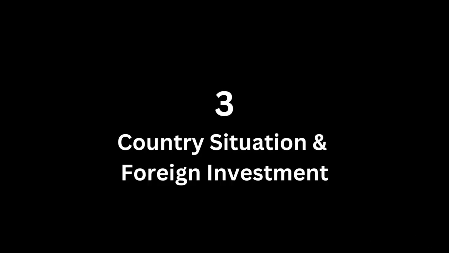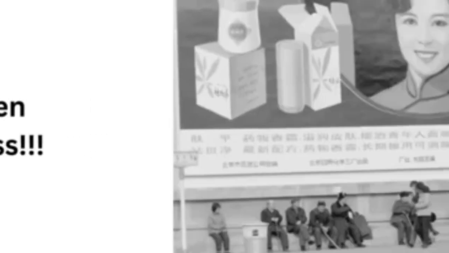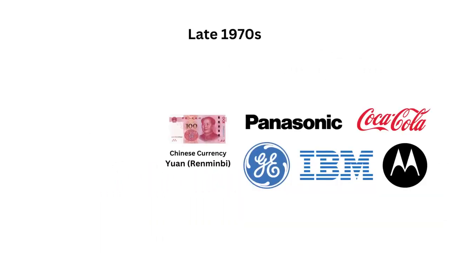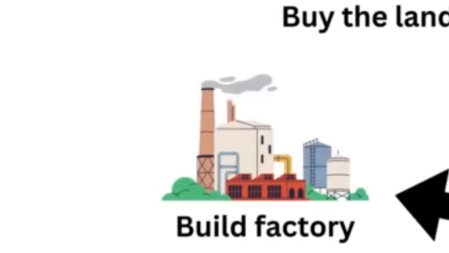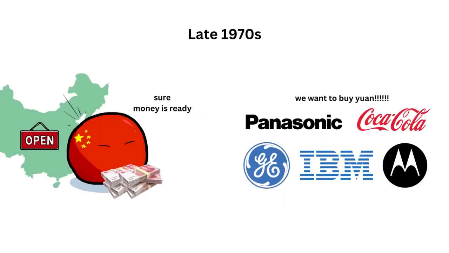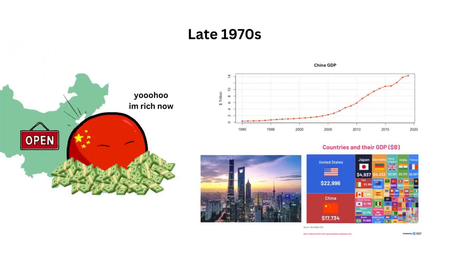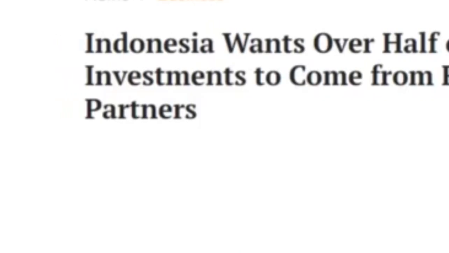Section 3. Country situation and foreign investment. China opened up its market in the late 1970s to foreign investors, and lots of foreign companies started to open their business in China. If they built factories in China, of course they needed Chinese currency, which is yuan or renminbi, to buy the land, build the factories and pay other expenses. So it just makes more demand for Chinese yuan and makes the yuan value stronger.